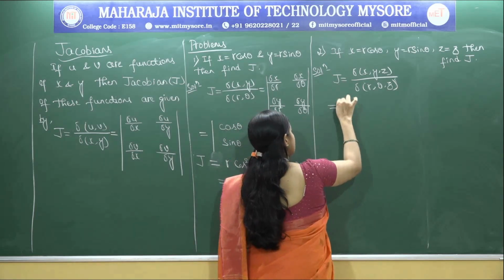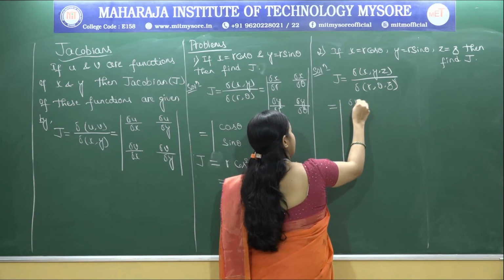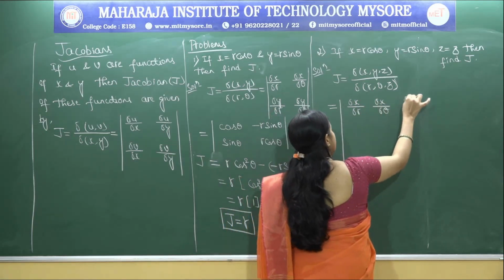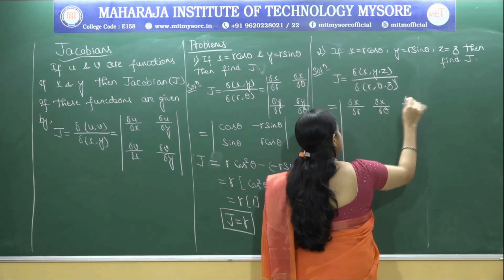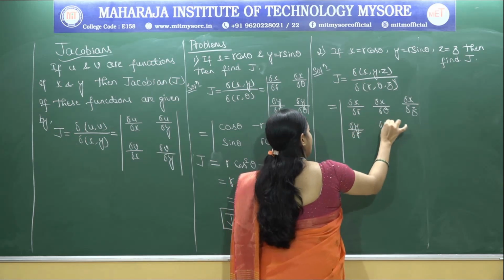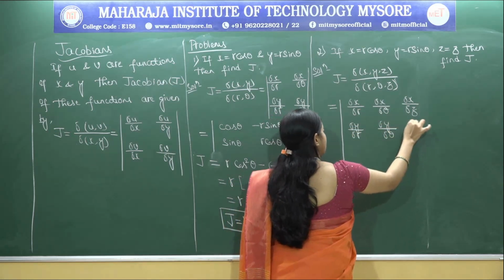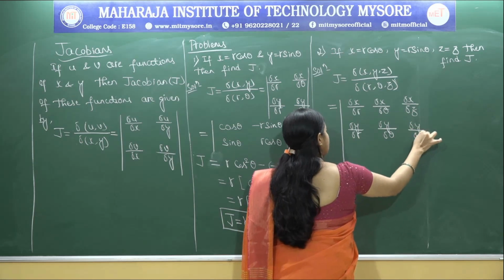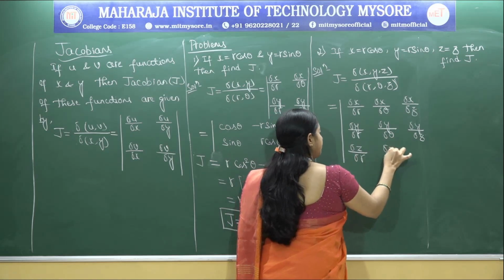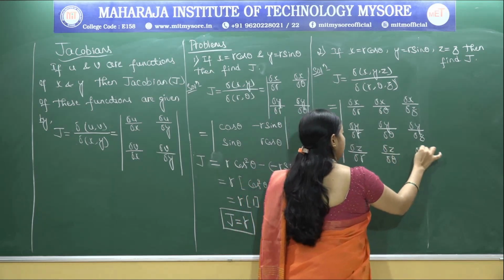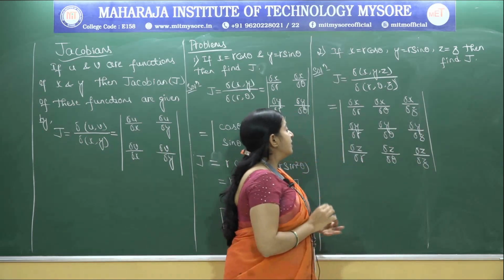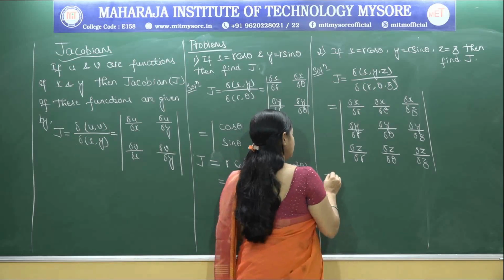So this equals, first to write the formula, the first row: x with respect to r, x with respect to theta, x with respect to z. Similarly, second row: y with respect to r, y with respect to theta, y with respect to z. Last row: z with respect to r, z with respect to theta and z with respect to z. Next, differentiate one by one.